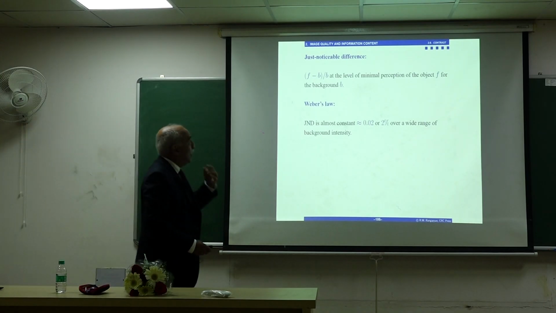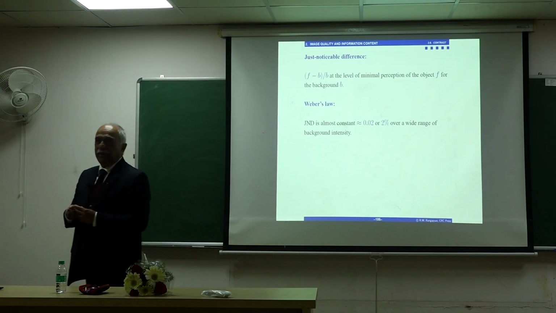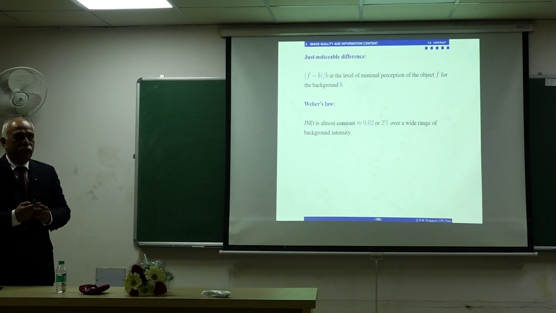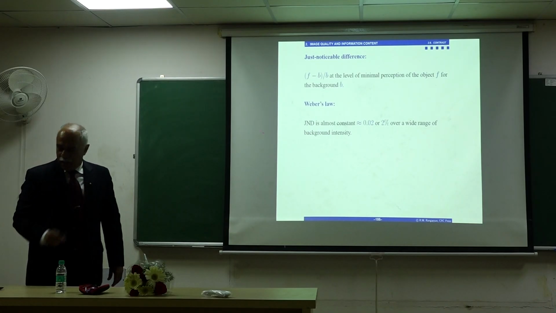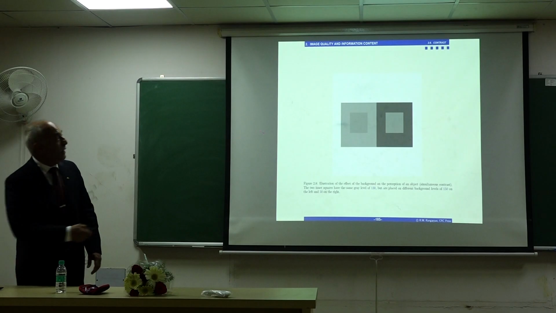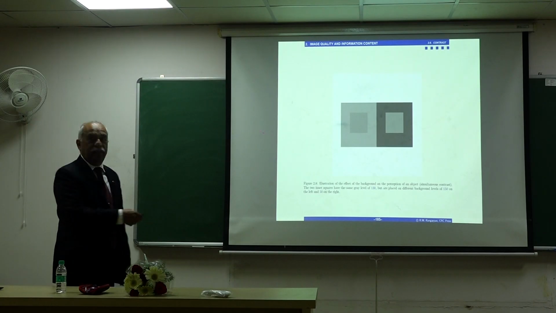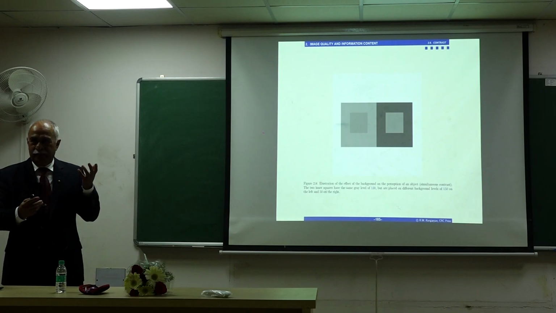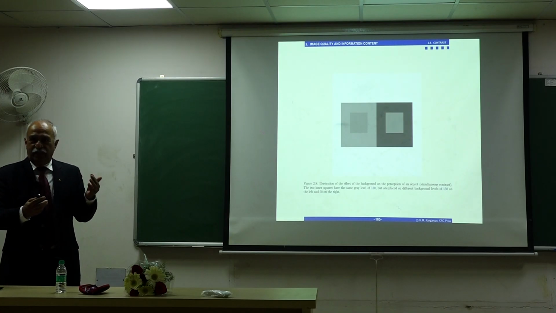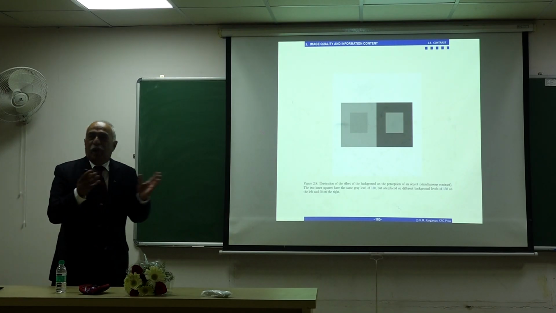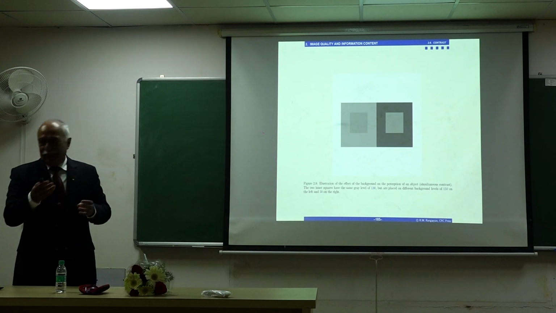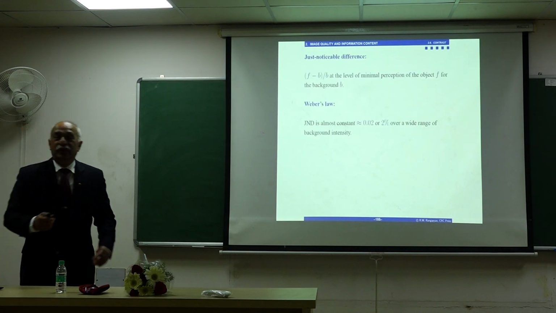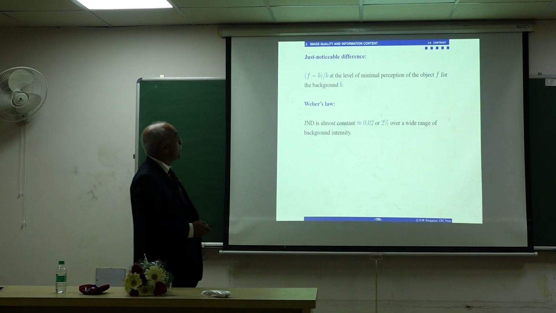So there is a concept known as just noticeable difference, or JND. What is the smallest difference between the object and the background that will permit you to see that thing? If the difference is 0, then there is no object. And then how much is required for you to say, yes, I can see that object?